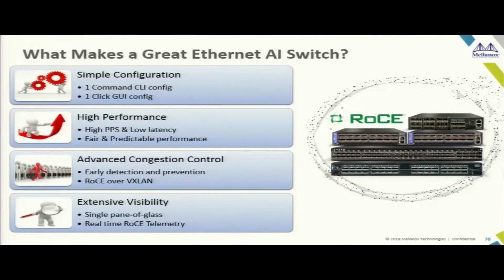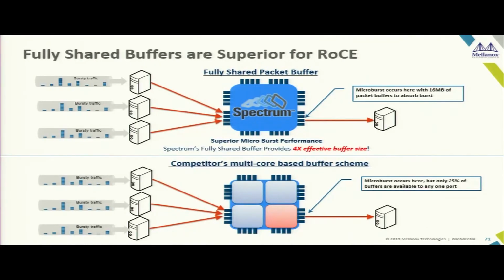So basically, RDMA can work on Ethernet. You do need some neat functionalities or features from the switches. I'll just talk about one of those features, and then we can close and maybe do some question answers as well. One is that the buffer architecture of your silicon should be fully shared.